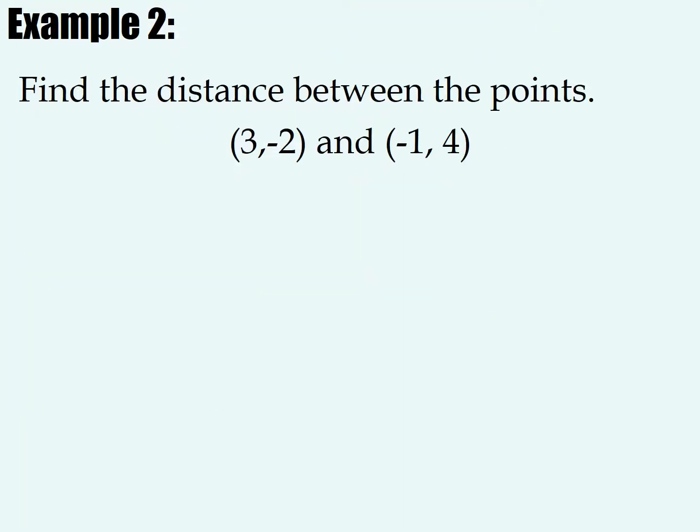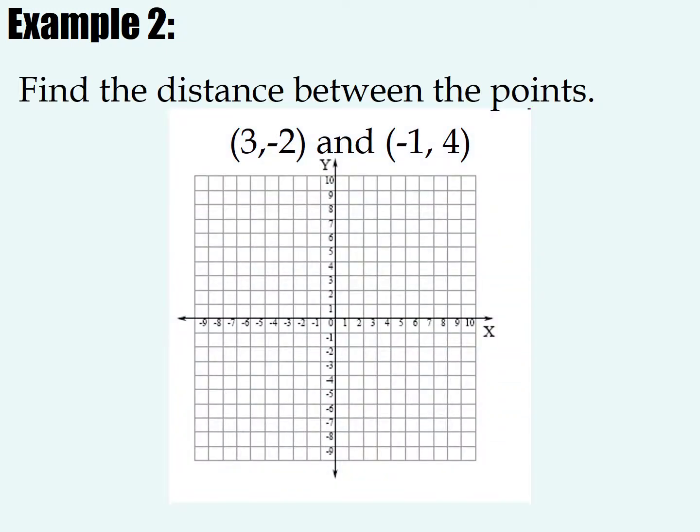In example number 2, we're trying to find the distance between the points 3, negative 2 and negative 1, 4. Now we don't have a graph for us, so I'm going to go ahead and create a graph and plot both of these points: 3, negative 2, and negative 1, 4. So I plot those points on my graph and draw the segment to connect them.